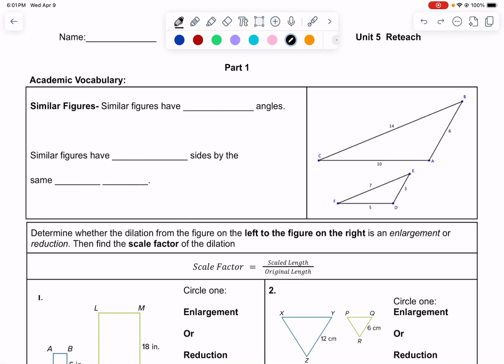Here in our Unit 5 Reteach, we're going to be focusing primarily on Part 1, which is about similar figures. Similar figures are two different shapes that have the same or congruent angles. And when they have congruent angles, similar figures have what we call proportional sides. What this means is that they have to be scaled by the same scale factor.